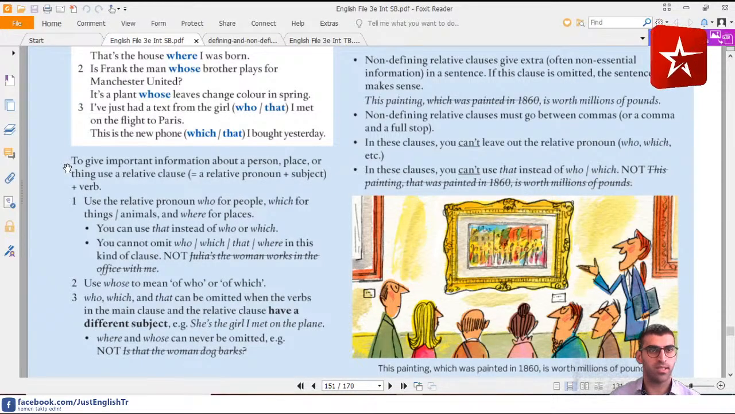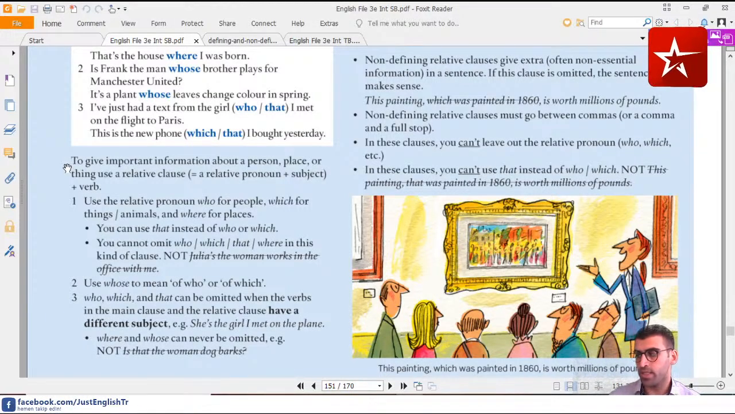Like the second sentence, this is the new phone I bought yesterday, or this is the new phone which I bought yesterday. Who, which, and that can be omitted when the verbs in the main clause and the relative clause have a different subject. So she's the girl I met on the plane. Where and whose can never be omitted. Whose can never be omitted.